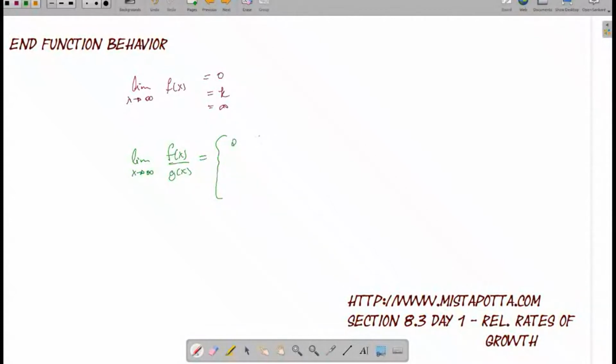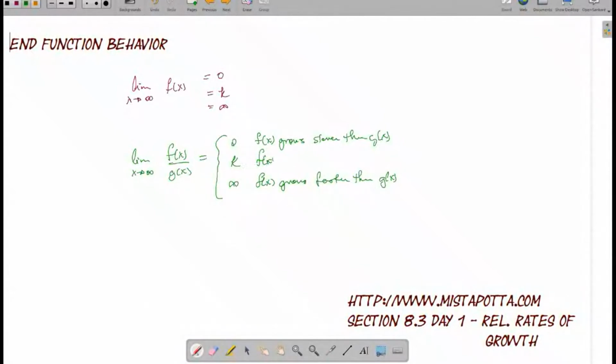If this limit is equal to 0, then that means that f of x grows slower than g of x. In other words, there's going to be some point where, from every point beyond that x, g of x is going to be greater than f of x. And if I end up with infinity, then I'm going to find out that f of x grows faster than g of x. In other words, for some value of x, for every point beyond that x, f of x is going to be greater than g of x.